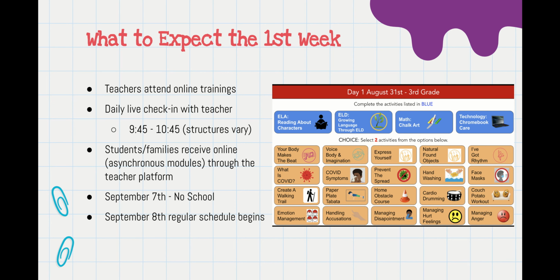The top blue boxes are to be done daily, as the content in each will change with each day. Then there are also additional choices for the students to pick from. These extension choices down below will remain the same all week, so there is no need to complete them all in one day. On September 7th, there is no school in observance of Labor Day. September 8th, your regular schedule will begin. Don't worry, your teachers will make sure you are clear on what the schedule looks like and feels like.